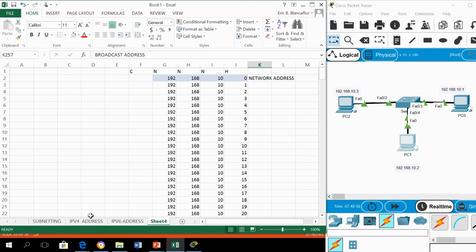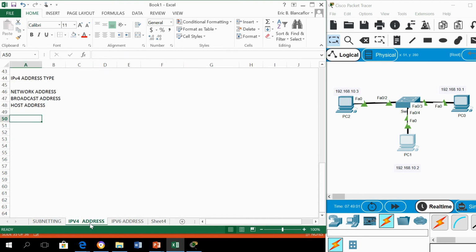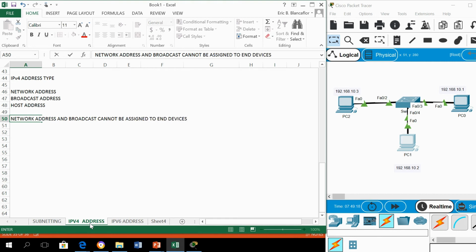This is very important because the network address and broadcast address are addresses that cannot be assigned to end devices. You cannot assign them to end devices, and also not to the interfaces of network devices such as routers.